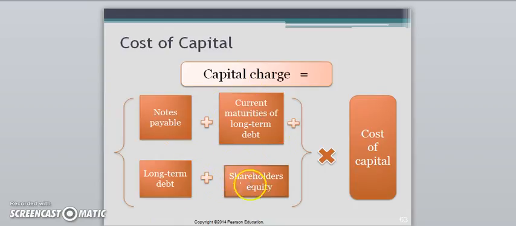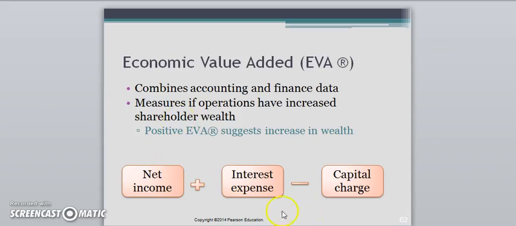Sometimes when we give you financial statements, it doesn't contain all of these. Maybe it contains just a few of these, maybe one of these. It's up to you to find out what information provided is useful and applicable. Then you add these together, subtract the capital charge, and as I say, you want a positive value.